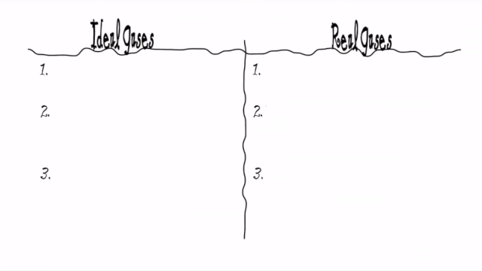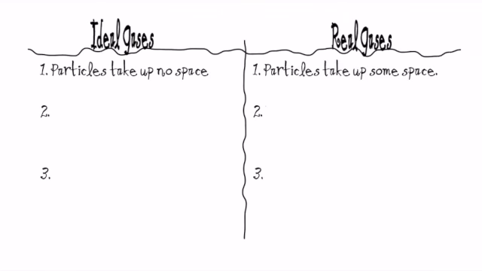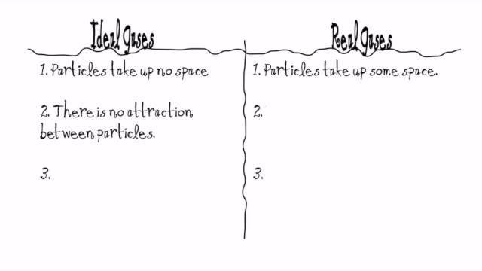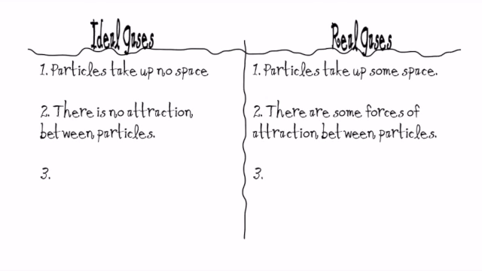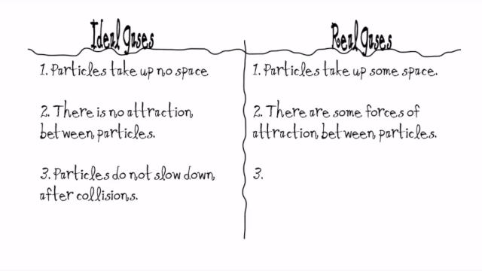So in ideal gases, the particles take up no space. In real gases, the particles take up some space. In ideal gases, there is no attraction between the particles. In real gases, there are some forces of attraction between particles. And in ideal gases, particles do not slow down after collisions. In real gases, particles do slow down after collisions.